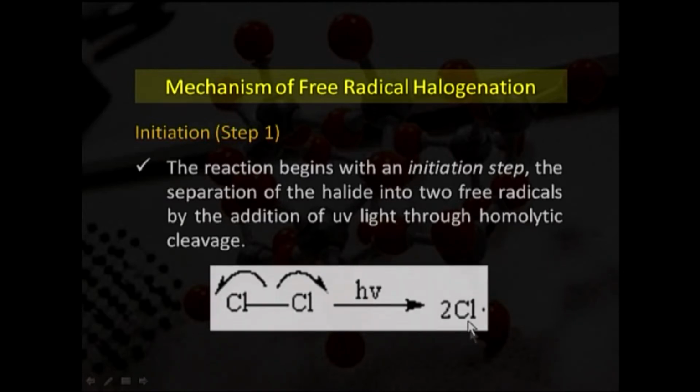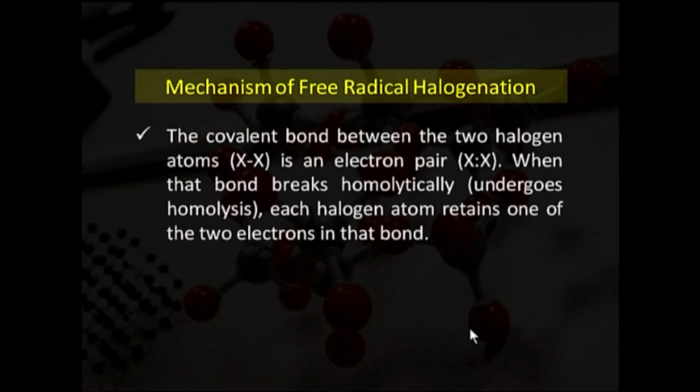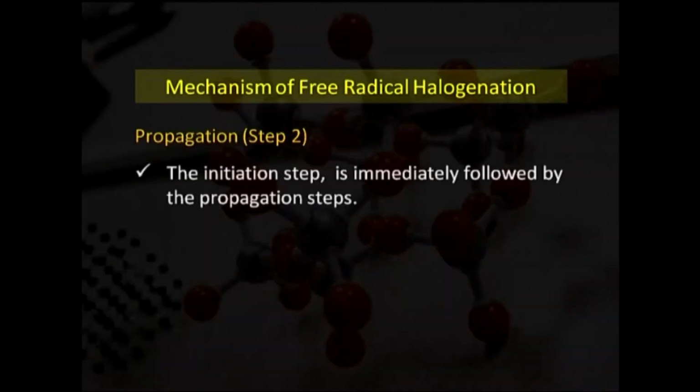The covalent bond between the two atoms, that is X-X, is an electron pair. When the bond breaks homolytically, undergoes homolysis, each atom retains one of the two electrons in that bond. Now, we will discuss the propagation step, that is the second step. The initiation step is immediately followed by the propagation step.